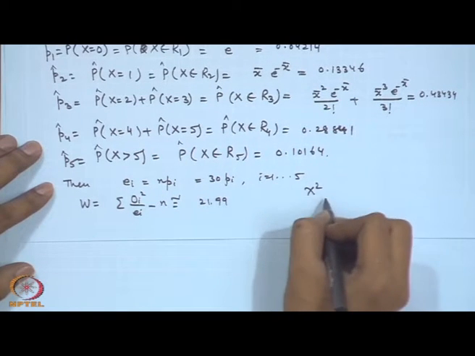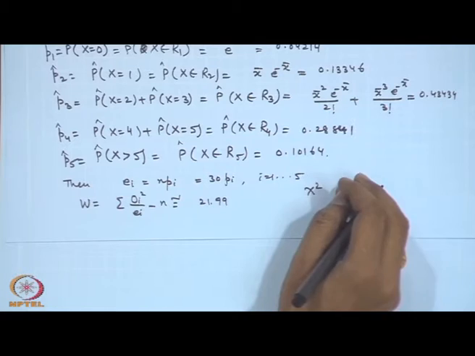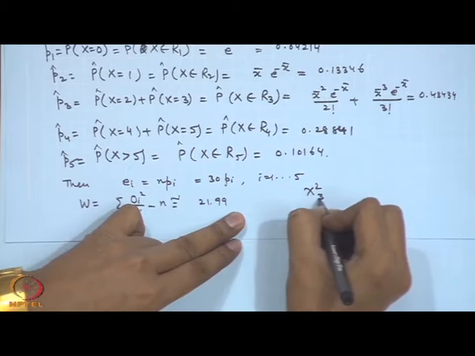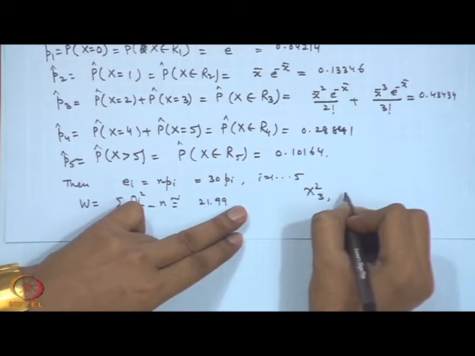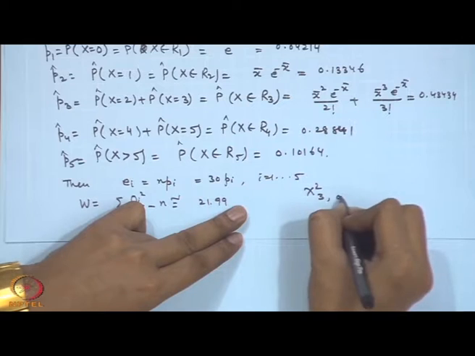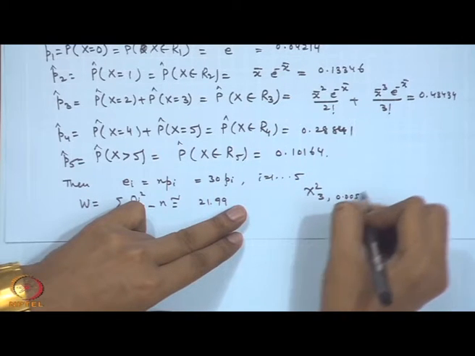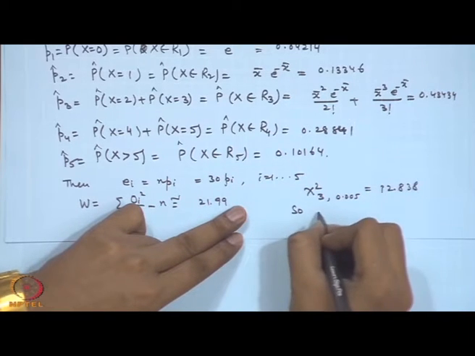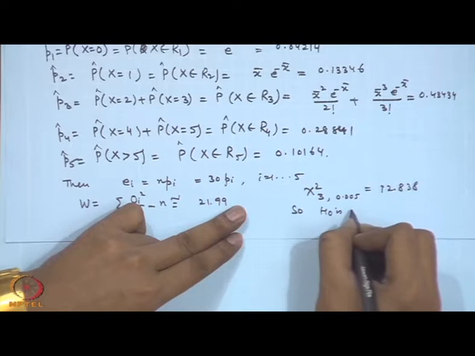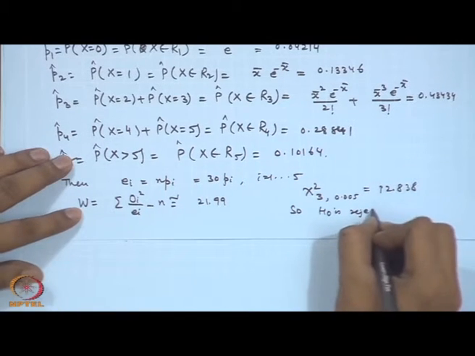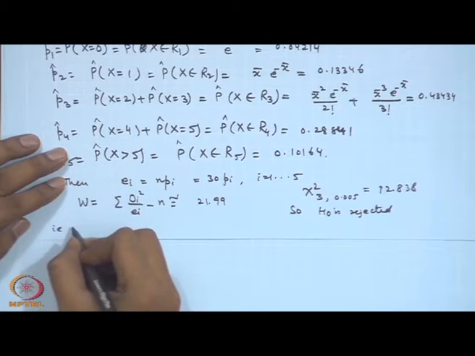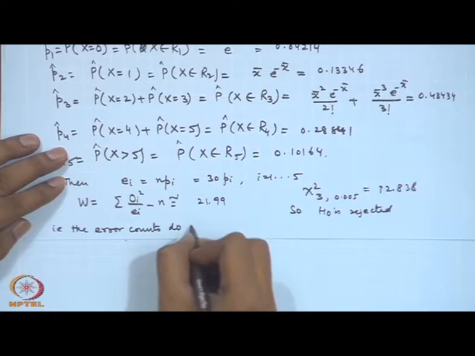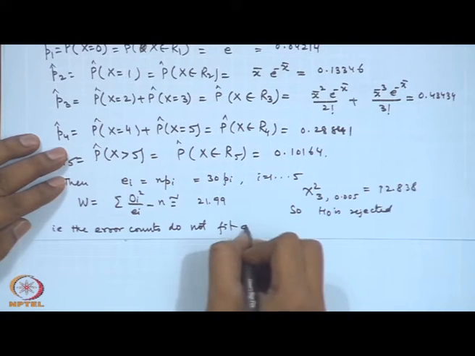Now, for the chi square value, how many degrees of freedom will be there? We have 5 classes and one parameter has been estimated. So, it will be 3. One can easily check the values at some particular level of significance. For example, even at 0.005 it is 12.838. So, H naught is rejected, that is the error counts do not fit a Poisson distribution.